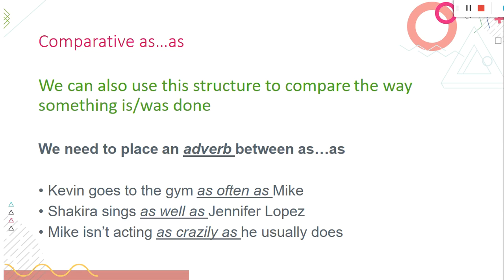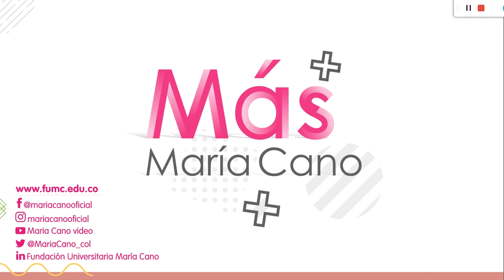Shakira sings as well as Jennifer Lopez. Now we are saying that they both sing very well, equally well. And finally, we have: Mike isn't acting as crazily as he usually does. As you can see here, between the word as, we have adverbs.